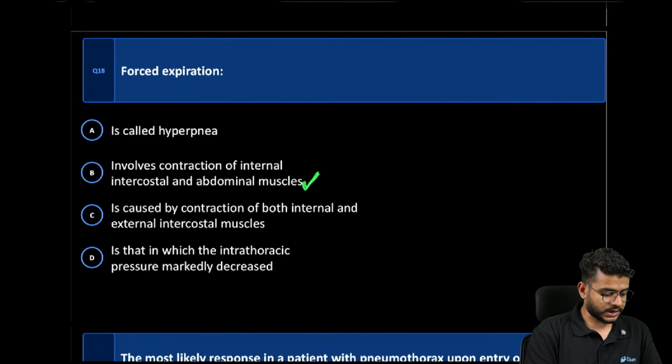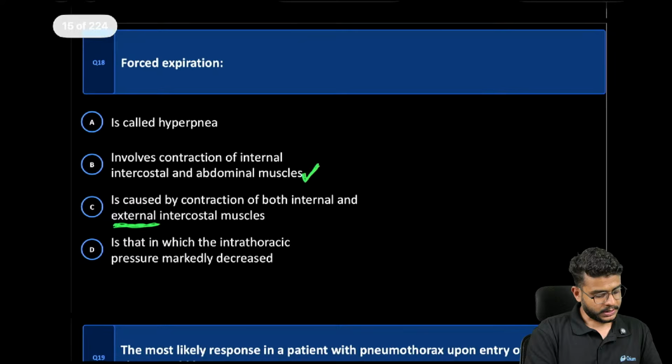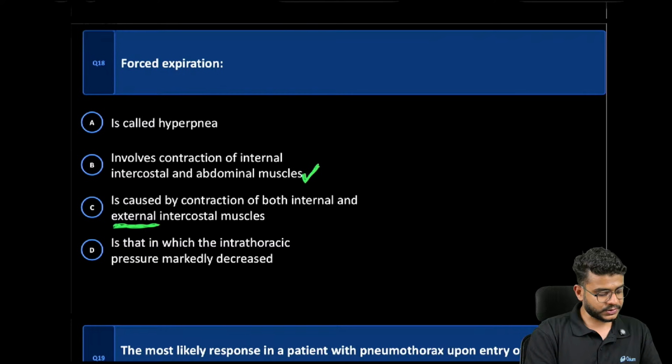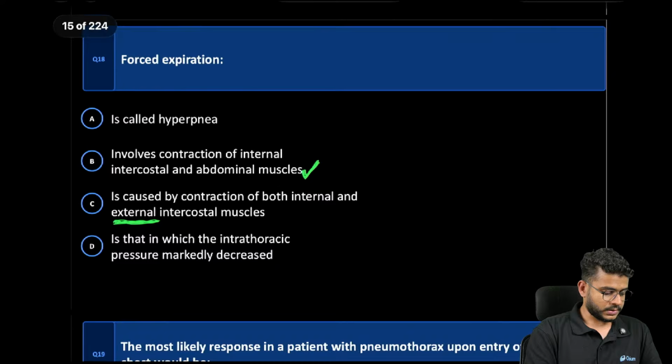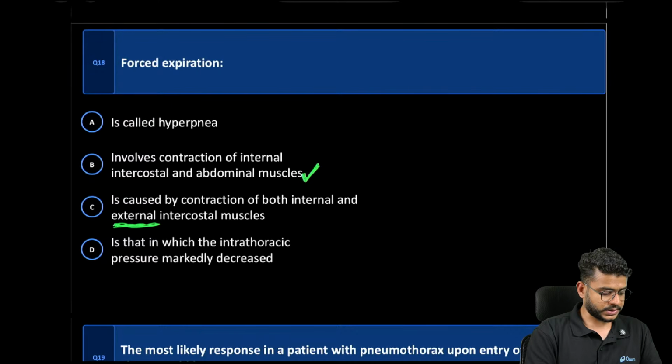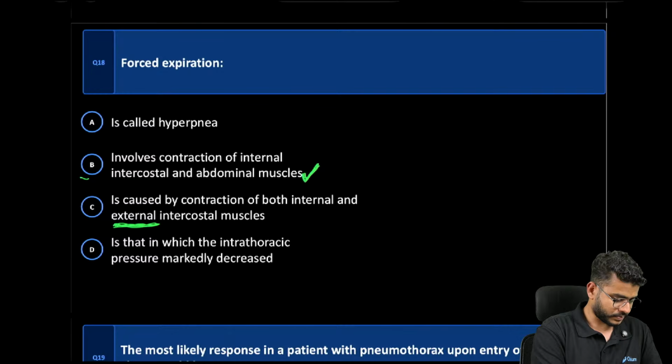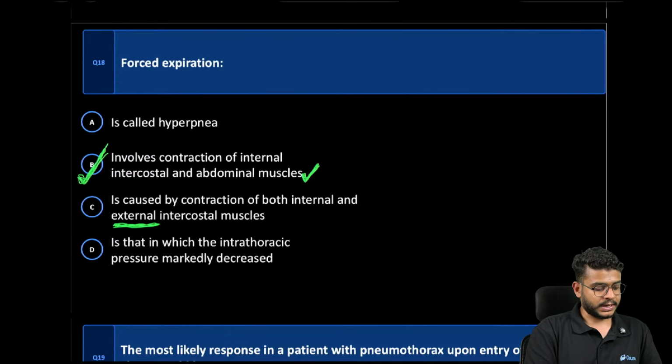Is it caused by the contraction of both internal and external intercostal muscles? No, the external intercostal muscle is contracted during inspiration. Is it that in which the intrathoracic pressure is markedly decreased? No, the intrathoracic pressure is not markedly decreased. Okay, so the correct option will be B. The muscles used for forced expiration are internal intercostal muscles and abdominal muscles.